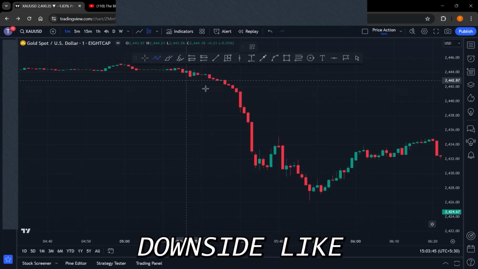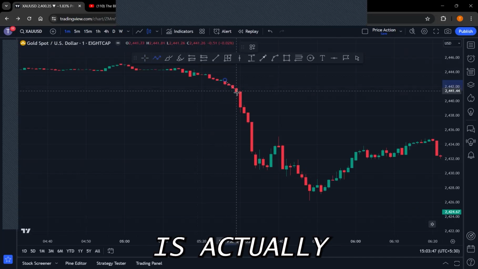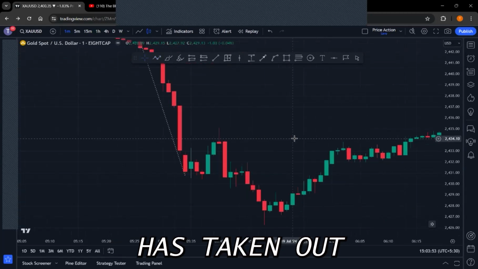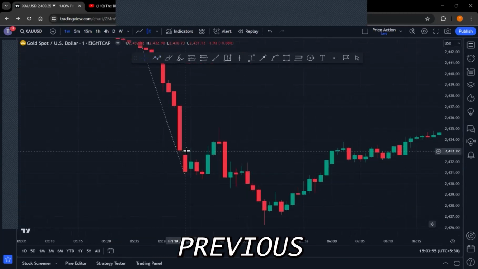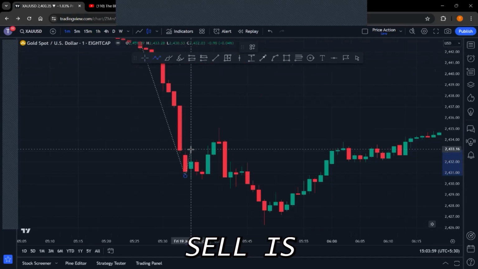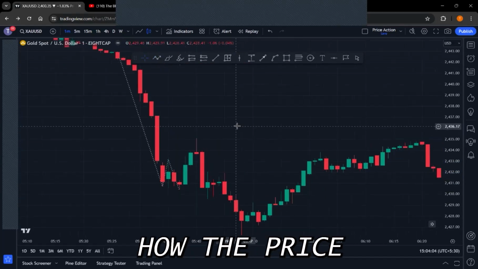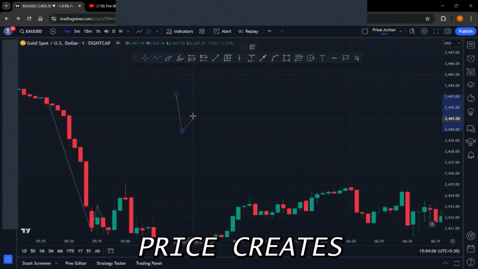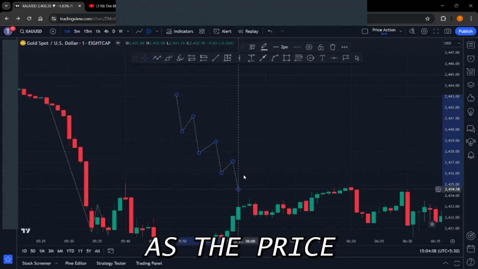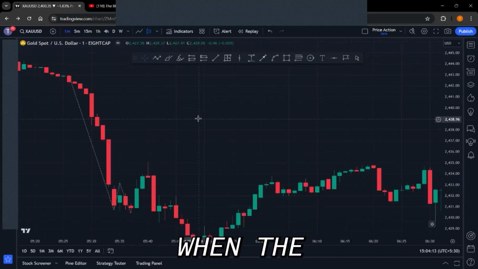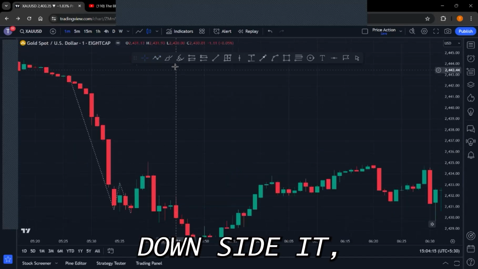While falling downside, look at this, the price is actually falling down, down, down. And this is the first major point where you will see that the price has taken out the high of the previous candle, or you can say the stop loss of the previous sellers in the market, and then finally goes towards the downside. And this is how the price creates a swing. As I told you, price creates a swing of lower highs and lower lows as the price is going downside.